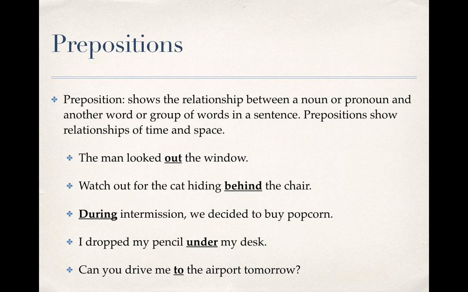So we'll talk a little bit more about prepositional phrases, but that relationship, for example, out the window, the word out is showing the connection between the word window and where the man looked. Does that make sense? So that spatial relationship, behind the chair, shows where the cat is hiding.